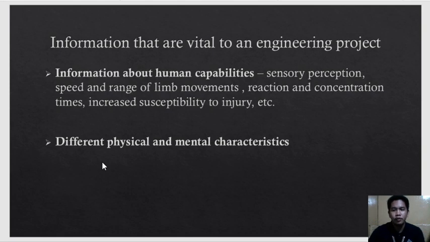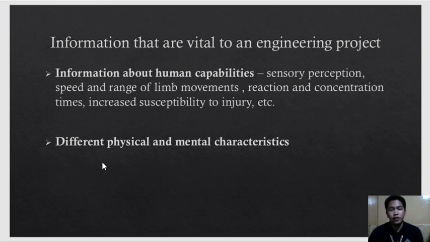There are many books or textbooks and scientific journals which publish information about human capabilities. For example, information that are vital to an engineering project. First, information about human capabilities. For example, sensory perception, speed and range of limb movements, reaction and concentration times, increased susceptibility to injury, etc.